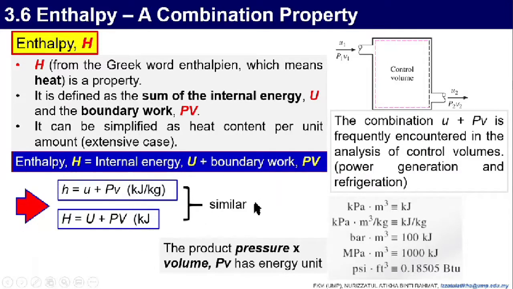Then we can simplify the equation to h equals u plus Pv, kilojoule per kilogram. This is the specific enthalpy. And then enthalpy H equals U plus PV, the unit is kilojoule. This is the product of pressure times volume. PV has an energy unit. You can see the SI unit conversion here. Please remember this conversion.